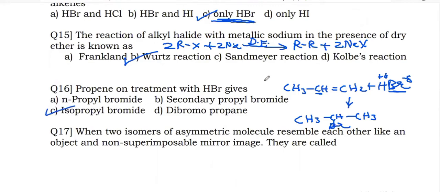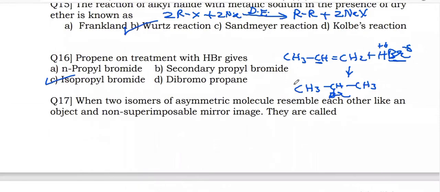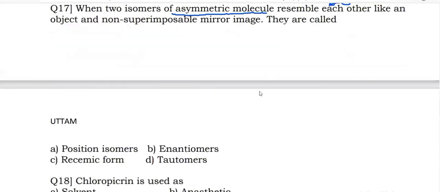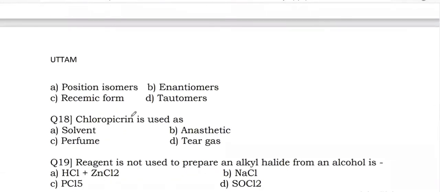Isopropyl bromide is again. When two isomers of asymmetrical molecules, asymmetrical molecules means what? Chiral molecules. If a molecule is chiral, it can show optical activity. So these are optically active compounds that resemble each other like an object and its non-superimposable mirror image. They are called what? They are called enantiomers. So question 17, they have given position isomers, enantiomers, racemic forms and tautomers. Here answer B is correct, enantiomers.